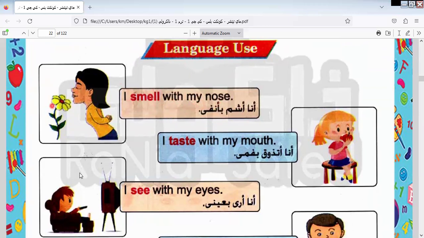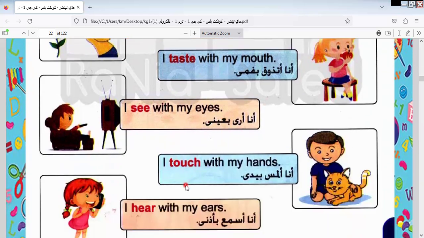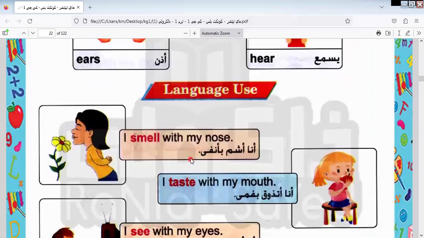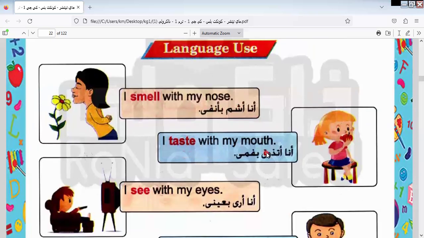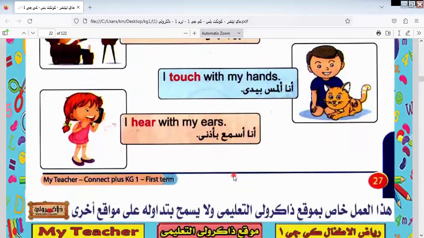I smell with my nose. I taste with my mouth. I see with my eyes. I touch with my hand. I hear with my ears. Let's say it together. I smell with my nose. I taste with my mouth. I see with my eyes. I touch with my hands. I hear with my ears.